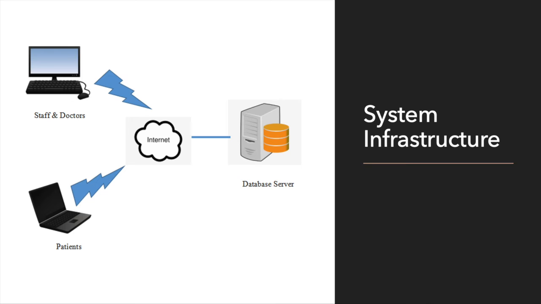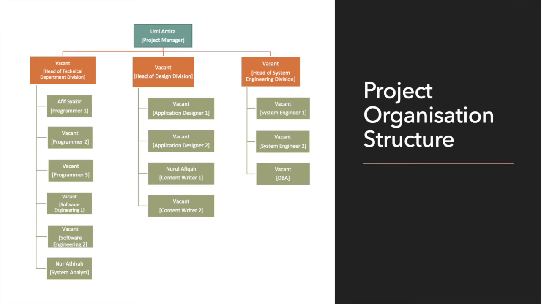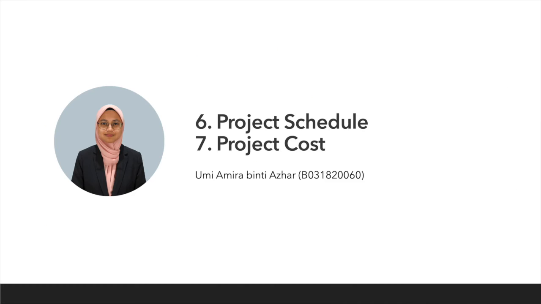Diagram organization. The OMS consists of one project manager and three divisions: technical division, design division, and system engineering division. Each division will be headed by a head who specializes in a specific skill. This is the organization diagram. The project manager is Amira, and she oversees three divisions: head of technical division, head of design division, and head of system engineering division.